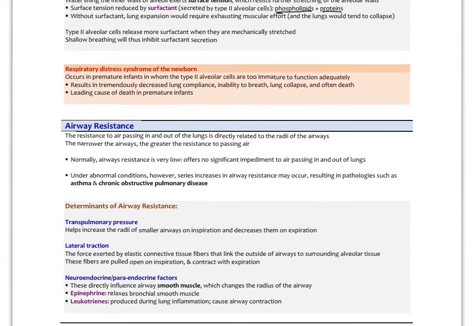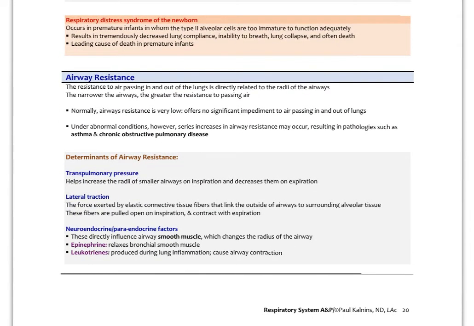The other issue when we're talking about the ease with which air can enter the lungs is airway resistance, and that is how open the conducting zone airways are, so the bronchi, primary, secondary, tertiary, all the way down to the bronchioles.